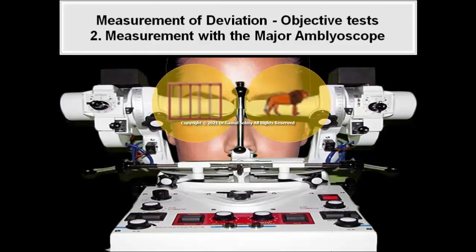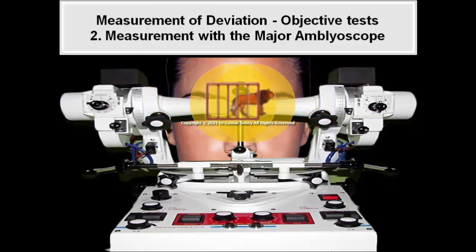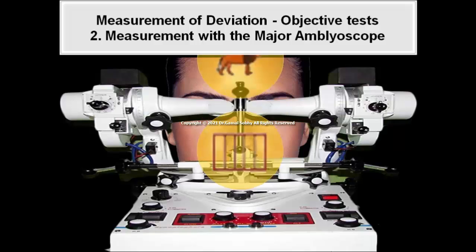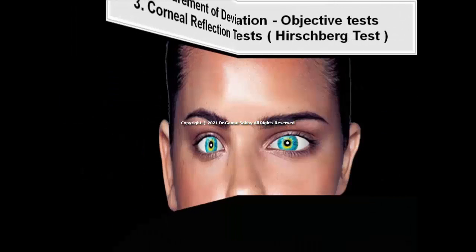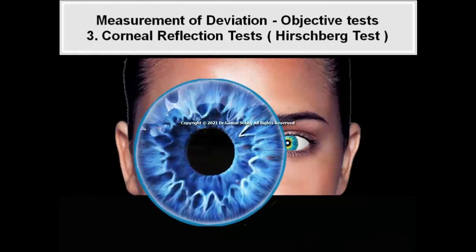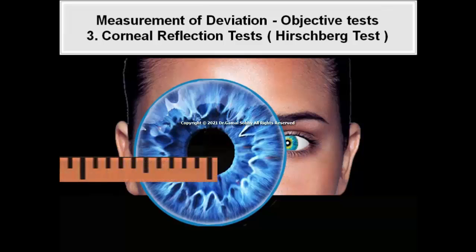Measurement with the major amblyoscope. The deviation is measured by moving the arms of the major amblyoscope into such a position that images of the target fall on the respective foveal areas. Corneal reflection tests, Hirschberg test. Hirschberg found that each 1 mm of decentration of the corneal reflection corresponded to 7 degrees of deviation of the visual axis. With a millimeter ruler, one can measure the displacement of the corneal light reflection that occurs in the deviated eye. The linear displacement of the reflection is then converted into angular values.